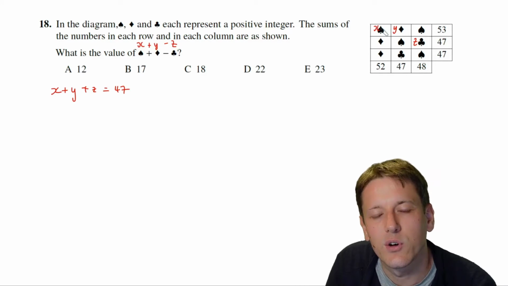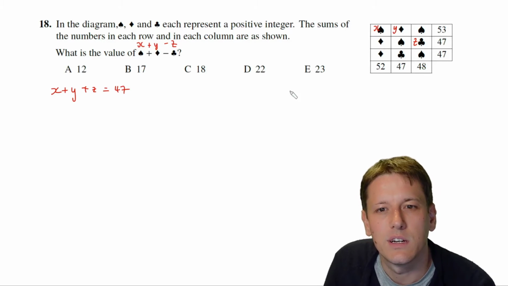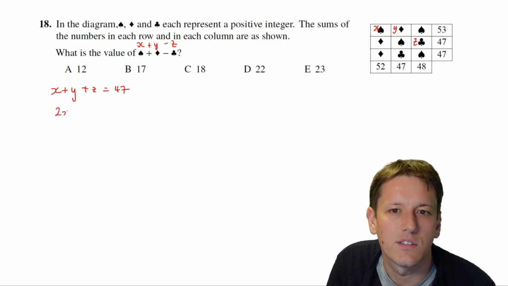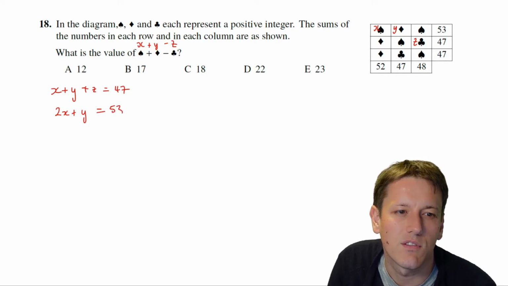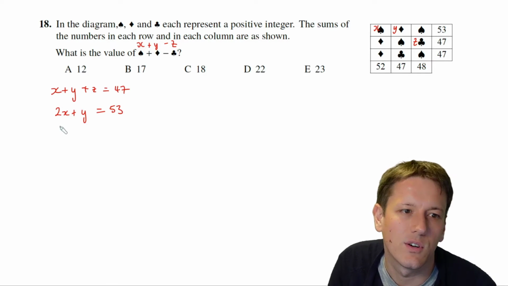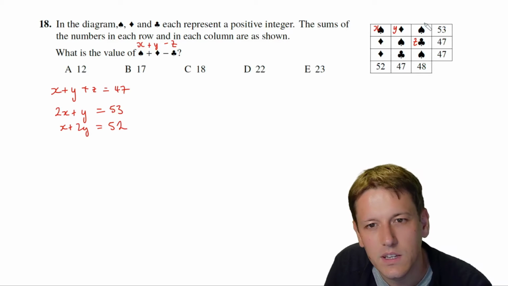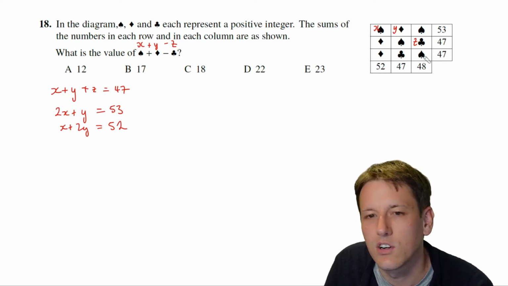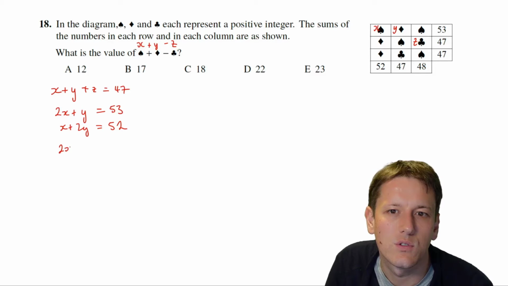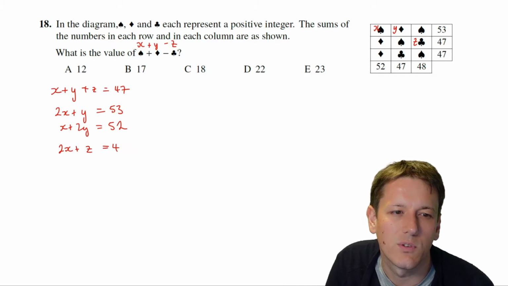And the other information I've got: this row on the top is 53, so that's 2x plus y is 53. For this column here, I've got x plus 2y equals 52. And for this last column here, I've got that 2x plus z would be 48.